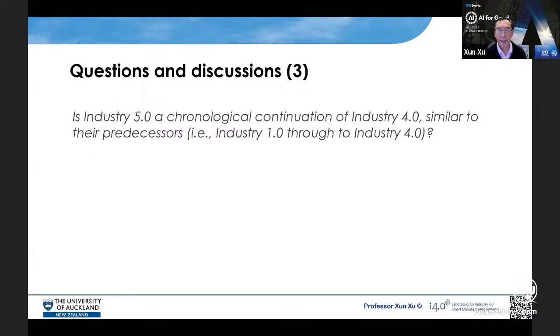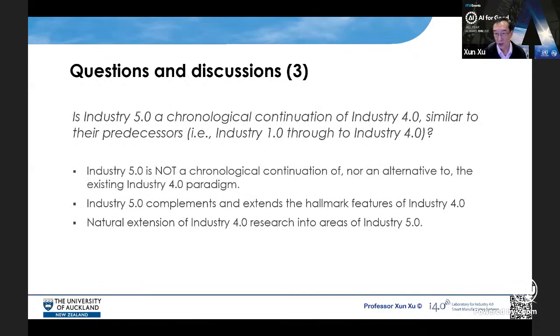Question number 3, is Industry 5 a chronological continuation of Industry 4? Well, clearly the answer is no. It's not a continuation. It's not that we finished Industry 4 and now we are moving on to Industry 5. That's clearly not the case. So an easy question to answer, I think.